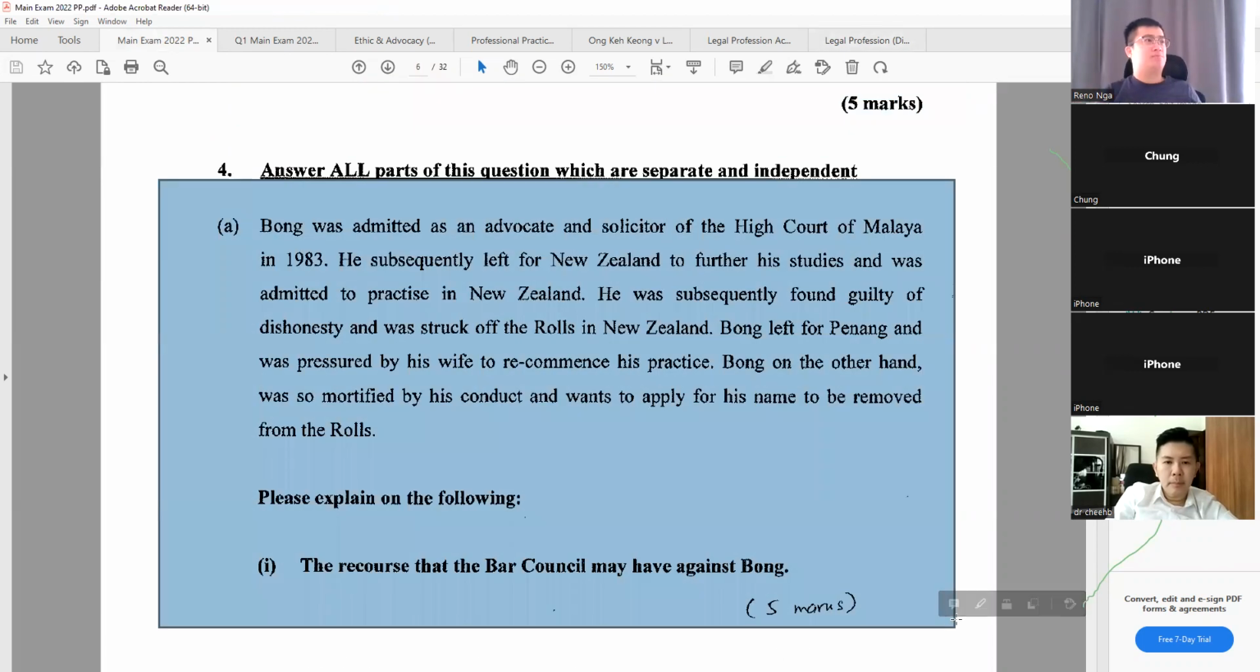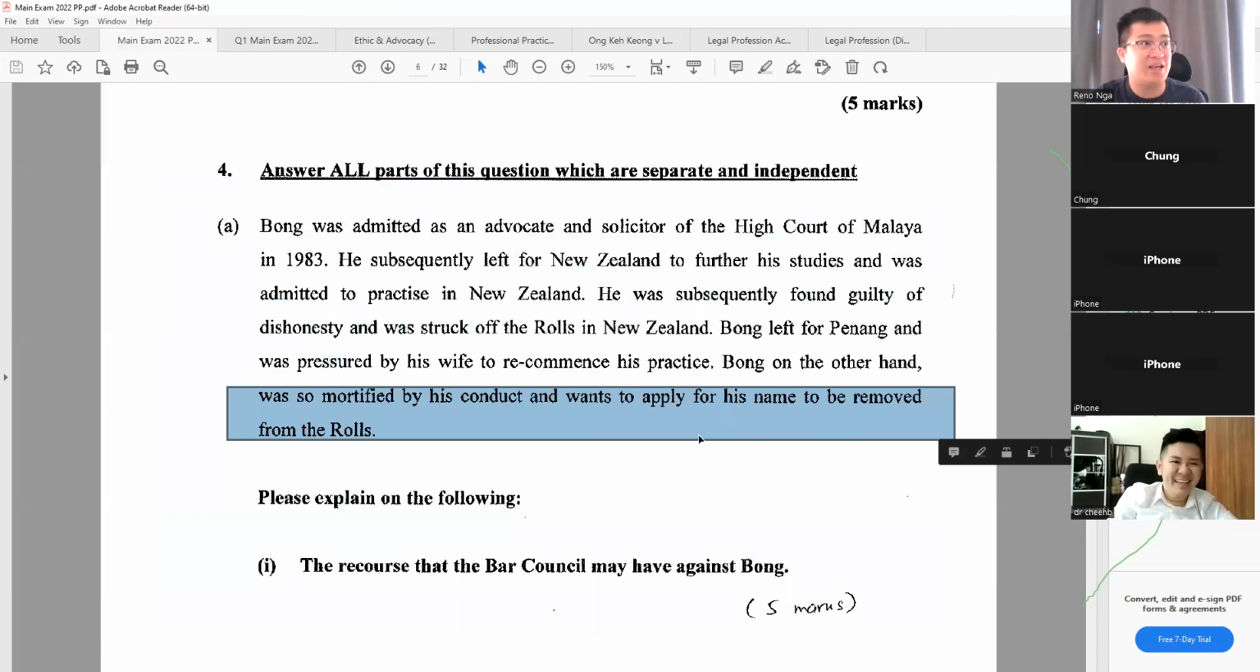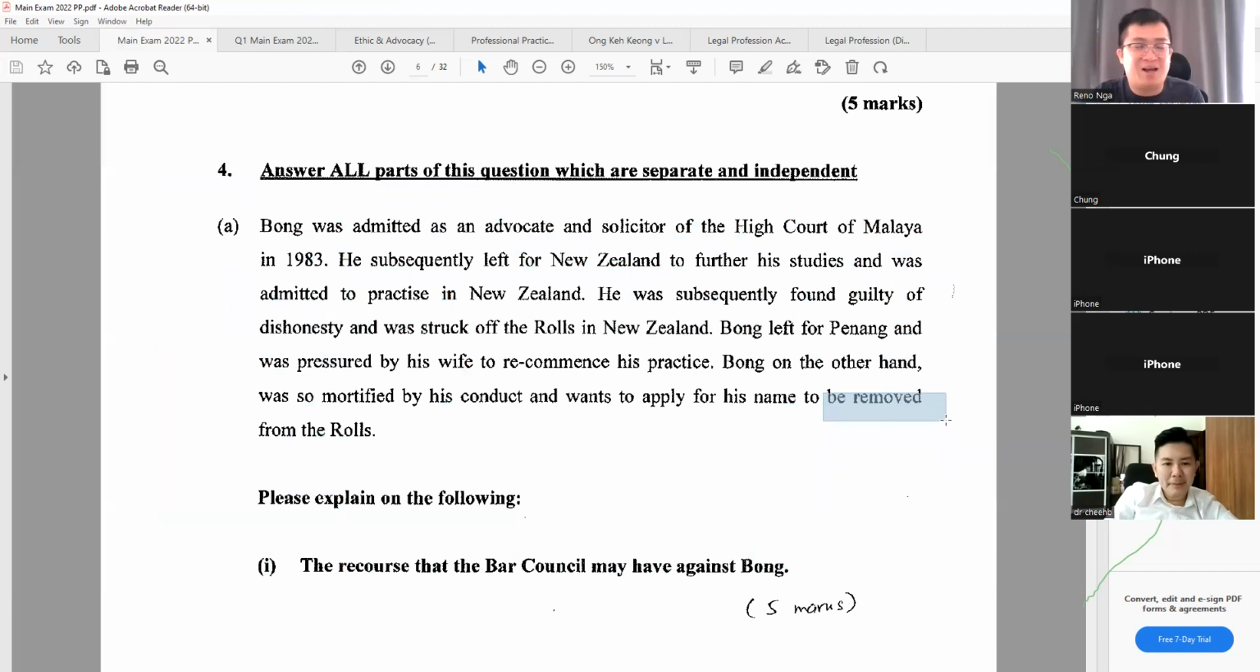B. Oh, okay. So this one basically is a person who was called to the bar and then was found guilty and struck off in New Zealand and then wants to recommence his practice, and then the wife also keeps on nagging. Really, the wife keeps on nagging. So he wants to remove his name. So please take note, it is to remove his name, not to restore his name. He really cannot tahan his wife already. He wants to remove. Why?